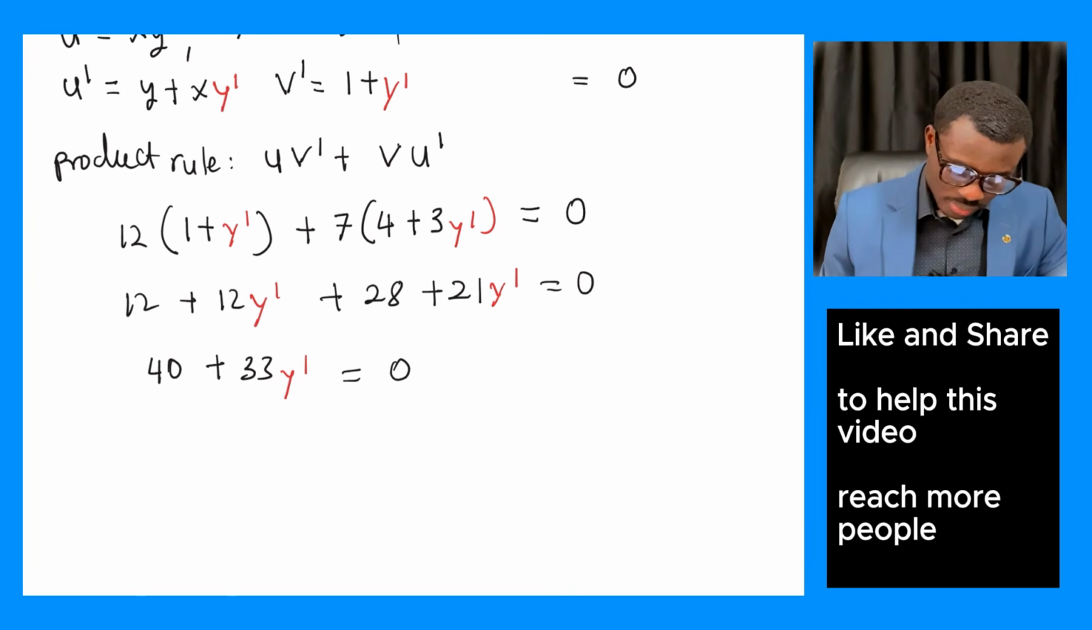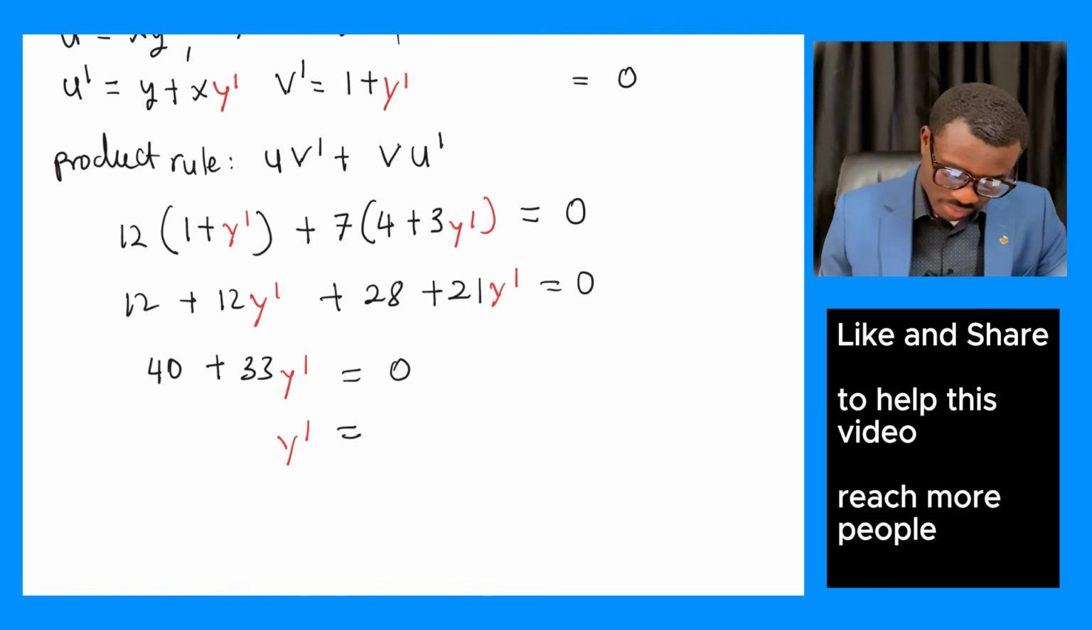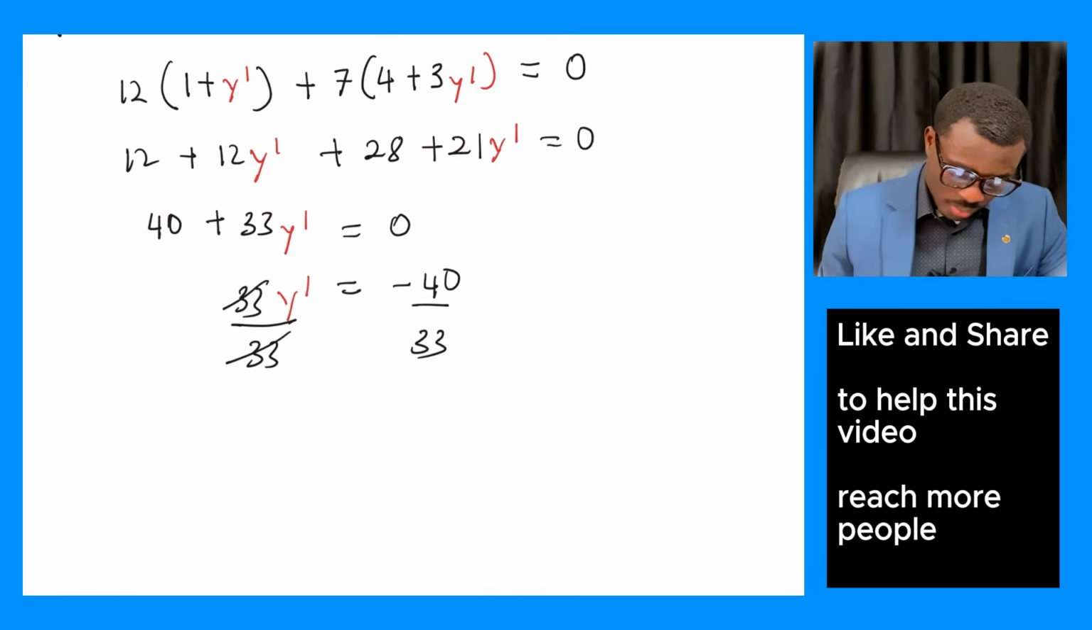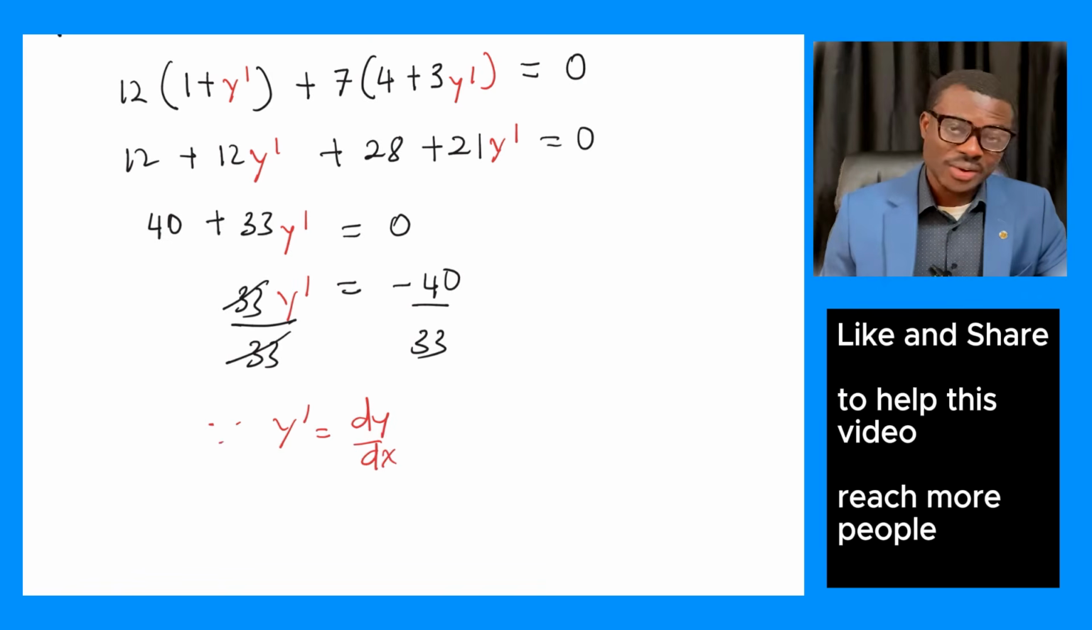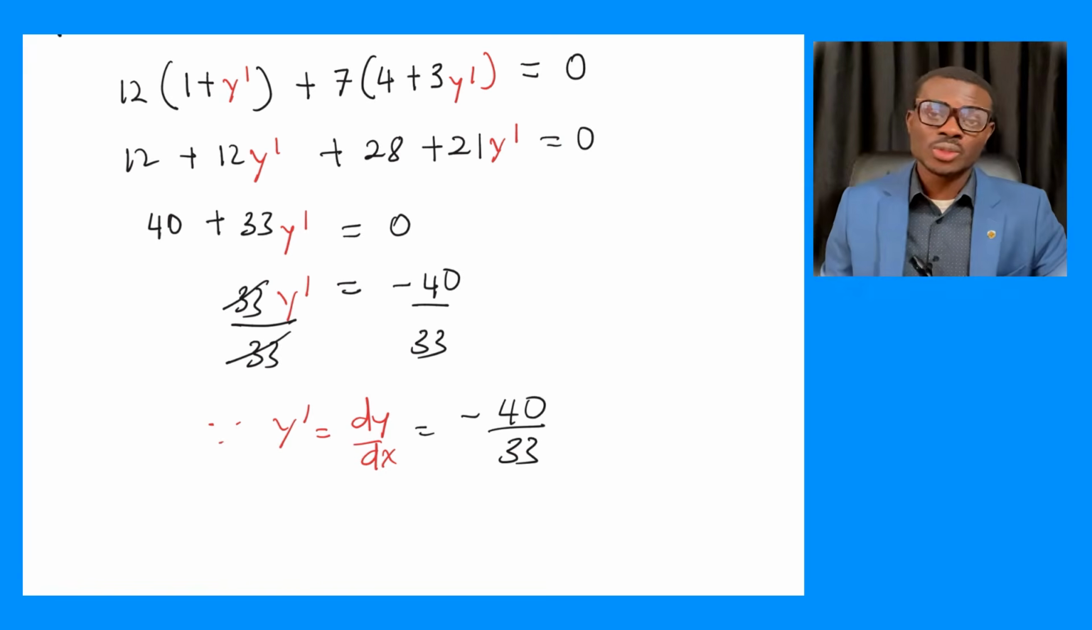To find y prime, we will say y prime is equal to... 40 is positive on the left hand side. If it crosses the equal sign to the right hand side, it's going to be negative 40, and you divide both sides by 33. Therefore, y prime or dy dx, which is the gradient or the slope, is now equal to negative 40 divided by 33.